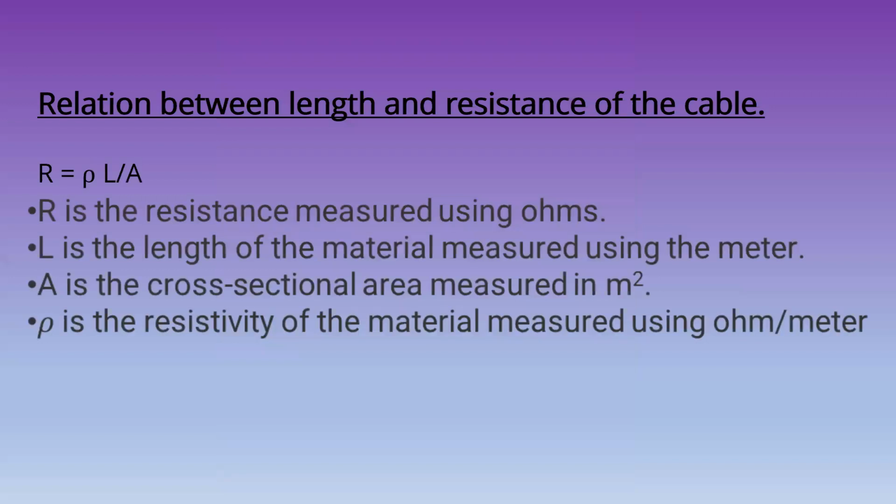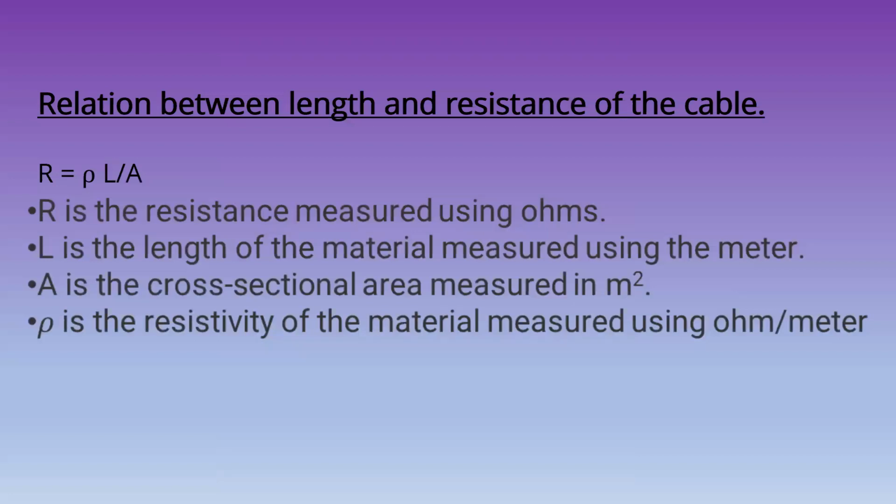Next is the relation between the length and the resistance of the cable. We have a formula R equals rho L by A. This is the relation: when the length is increased, the resistance of the cable is also increased. R equals rho L by A. So what do we mean by R? R is the resistance measured in ohms, and L is the length of the material measured.